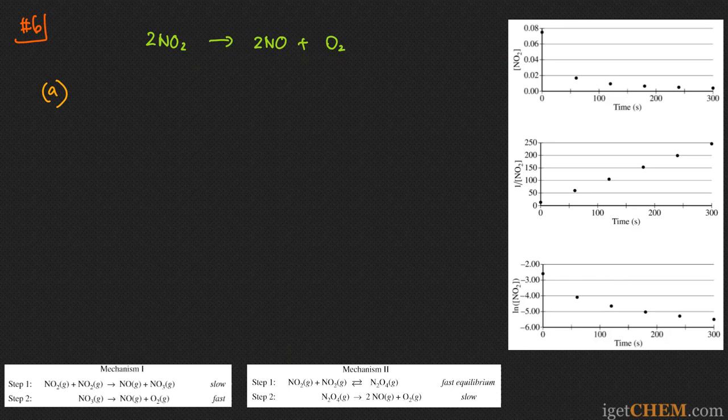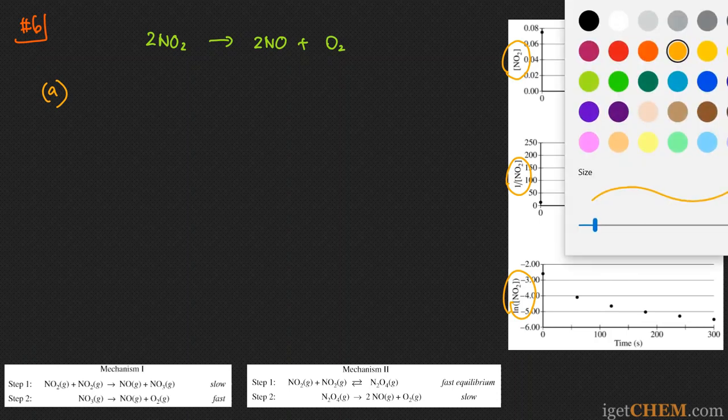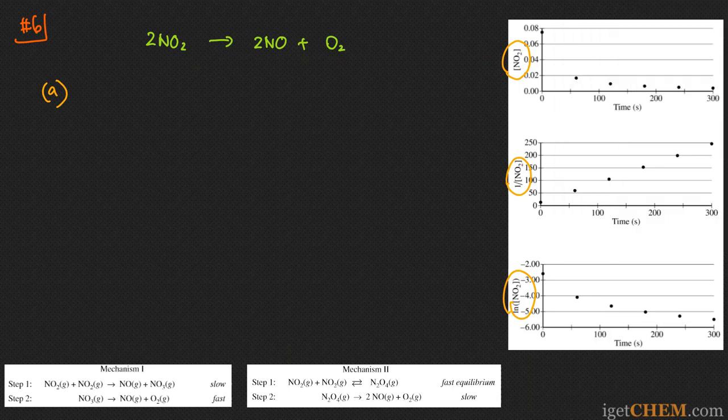So these are time course data for the concentration of the NO2 as a function of time, plotted in three different ways. These are the same data, but you see the first one is the concentration of NO2. The second one is 1 over the concentration of NO2. And the third one is the logarithm of the concentration of NO2. And so the equation page gives you the integrated rate law for first and second order reactions.